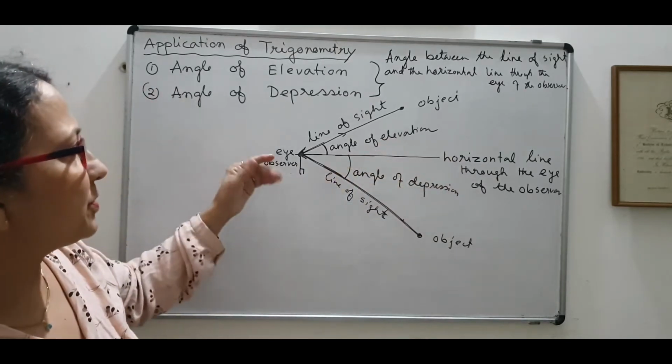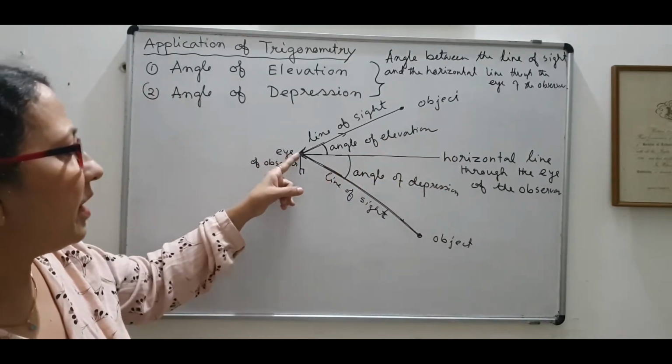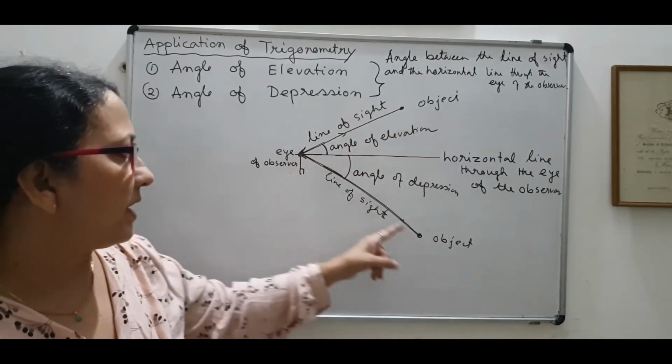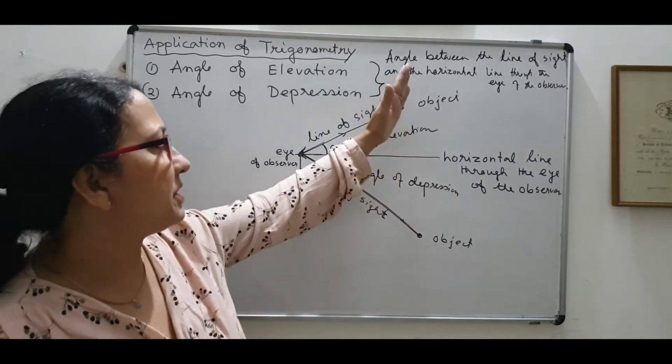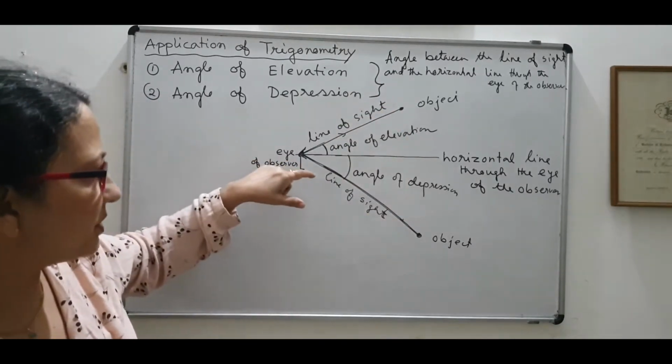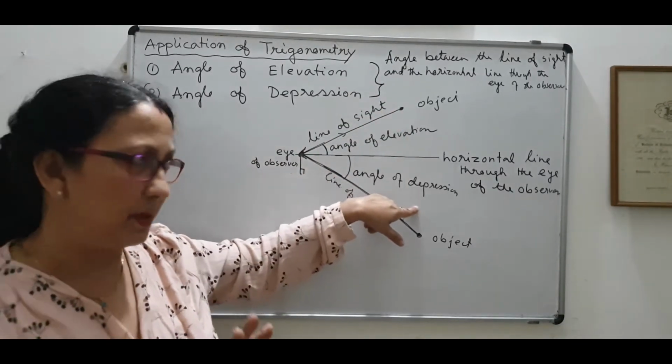And what is the line of sight? Line of sight is the line joining the eye of the observer and the object. When the object is above, the angle is known as angle of elevation, and when the object is below the eye of the observer, it is angle of depression. That is the very basic thing.